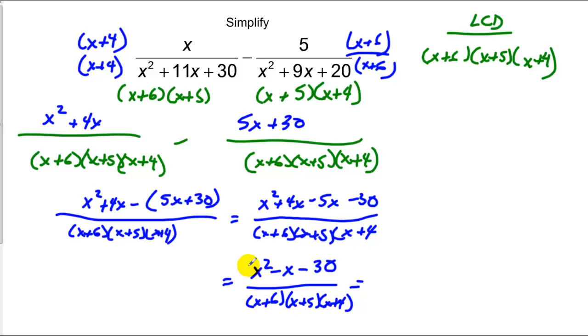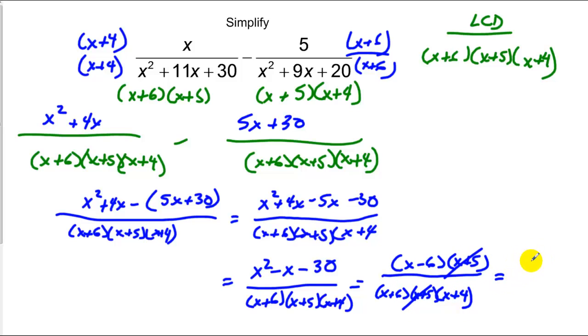However, in this case, we notice this final trinomial term actually factors into x minus 6, x plus 5. And if I look at what I have left, I notice that I have a common factor, which is going to reduce out. So I'm left with x minus 6 over x plus 6 times x plus 4. And that would be my solution.